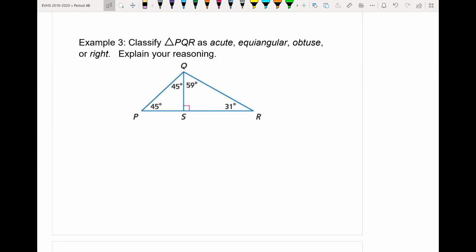Classify triangle PQR. Oh, by the way, this guy right here is the triangle symbol. Remember how I promised you symbols in geometry look exactly like what they're talking about? So it's triangle PQR. Acute, right, or obtuse? Obtuse. Why? Because 45 plus 59 is not 90. Okay, so that one is 104 degrees. So it is obtuse.